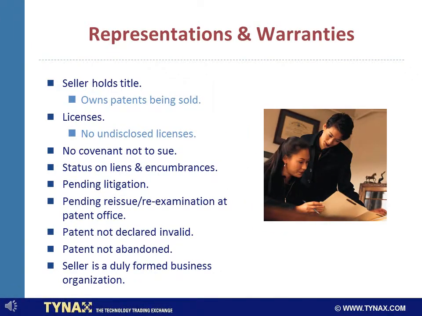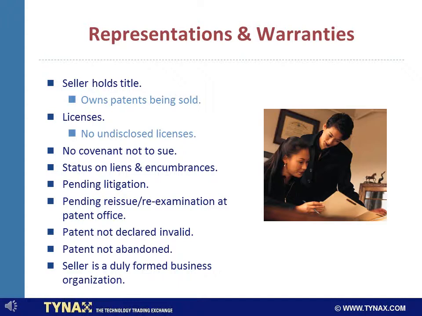Some representations and warranties are included in the patent purchase agreement. At the minimum, the buyer wants assurances that the seller actually owns the patents that are being sold. The buyer also wants the seller to warrant the status on licenses to the patents. The buyer doesn't want any surprises after buying the patents and discovering that there are one or more licensees that were not disclosed before the transaction was closed. Like a license, the buyer wants assurances that the seller has not entered into any covenants not to sue, which would prevent the buyer being able to assert the patents.